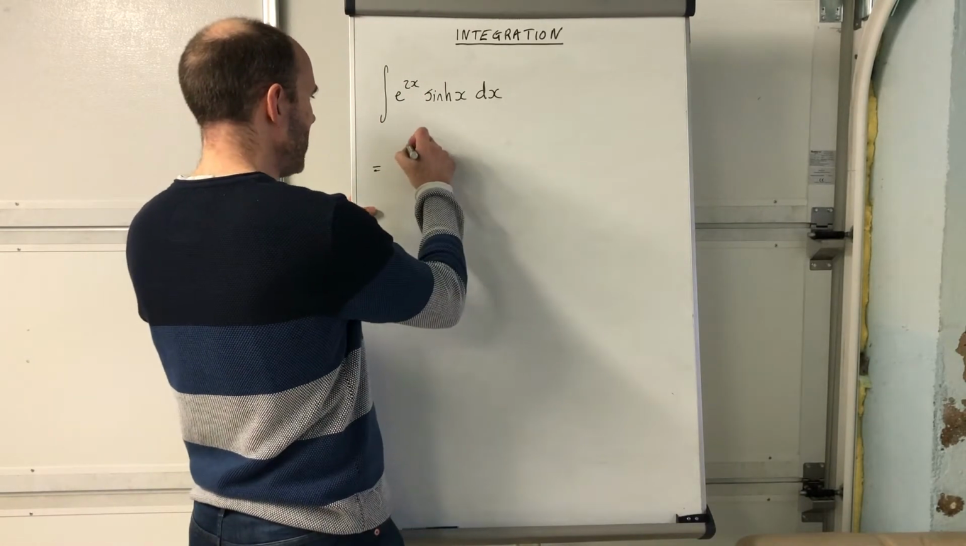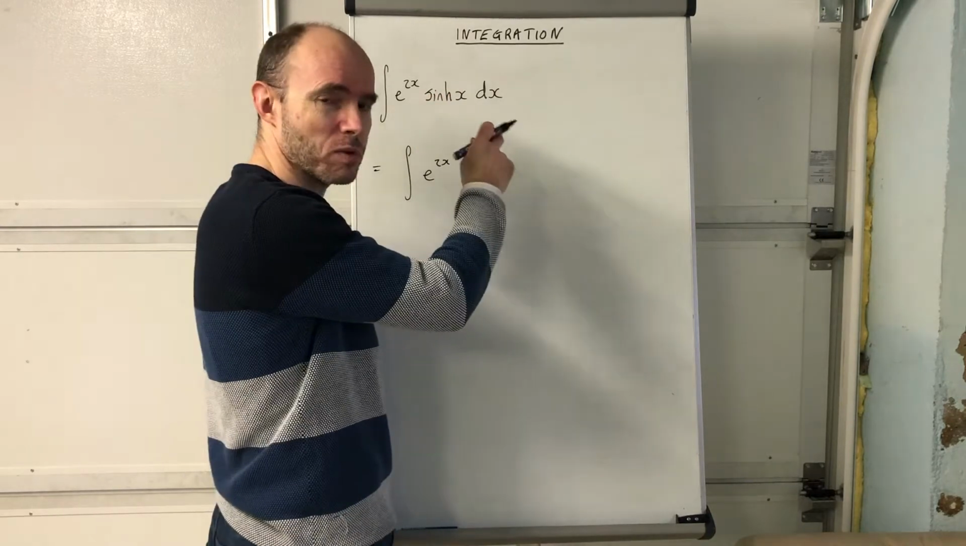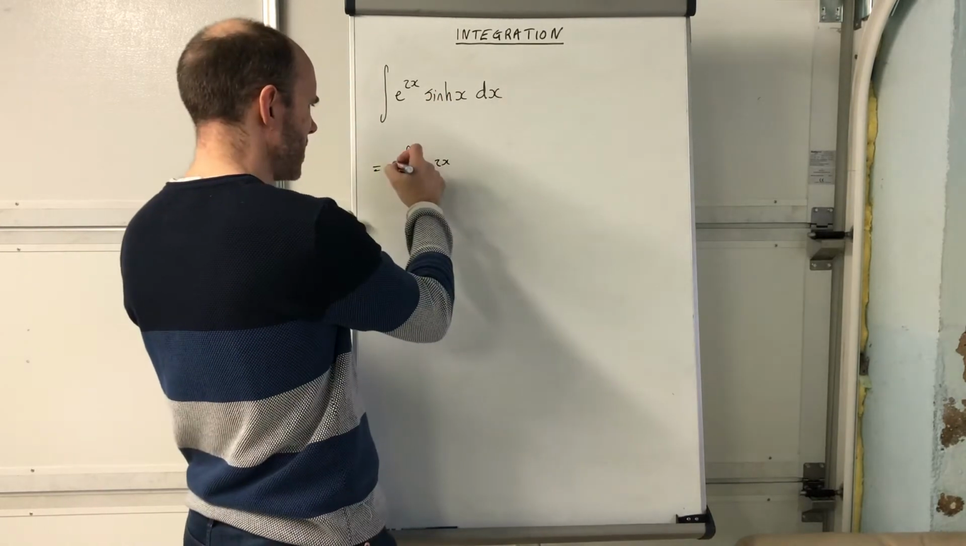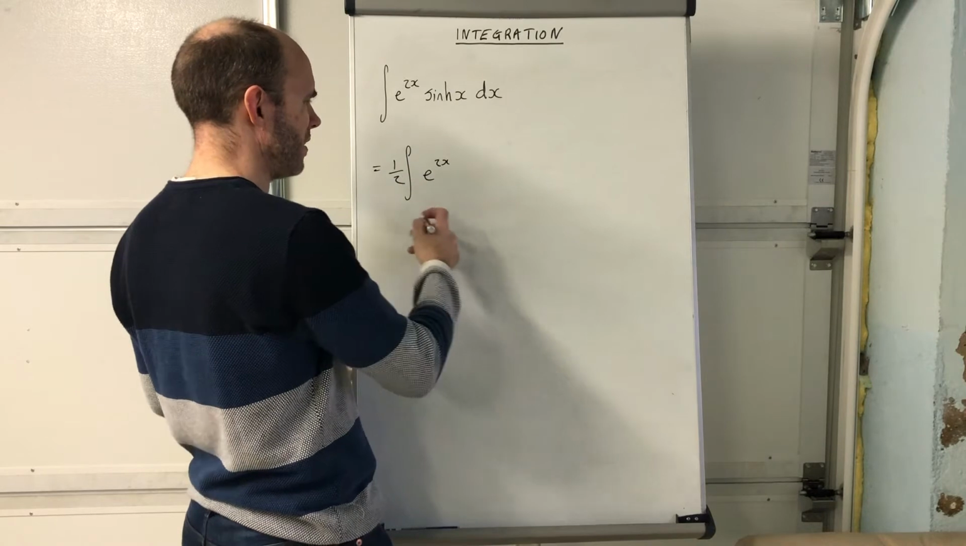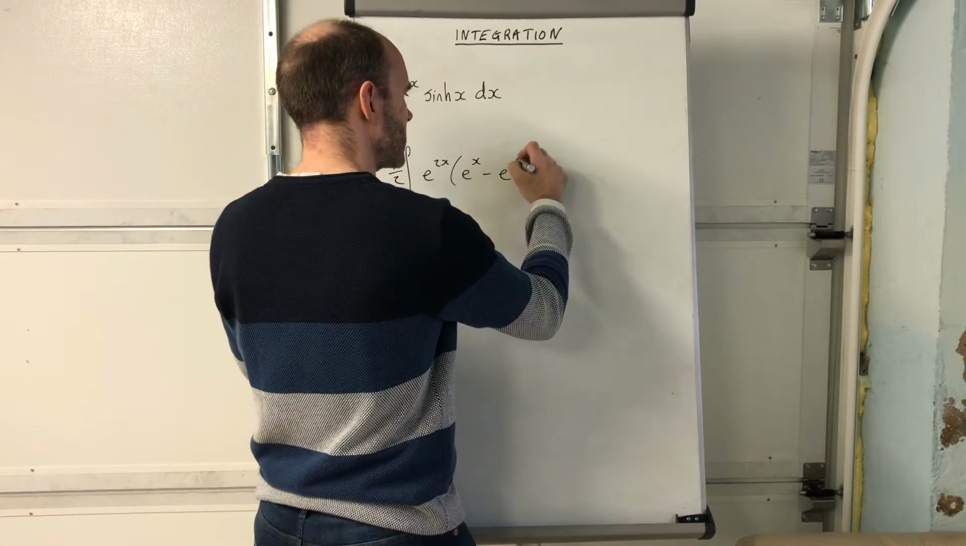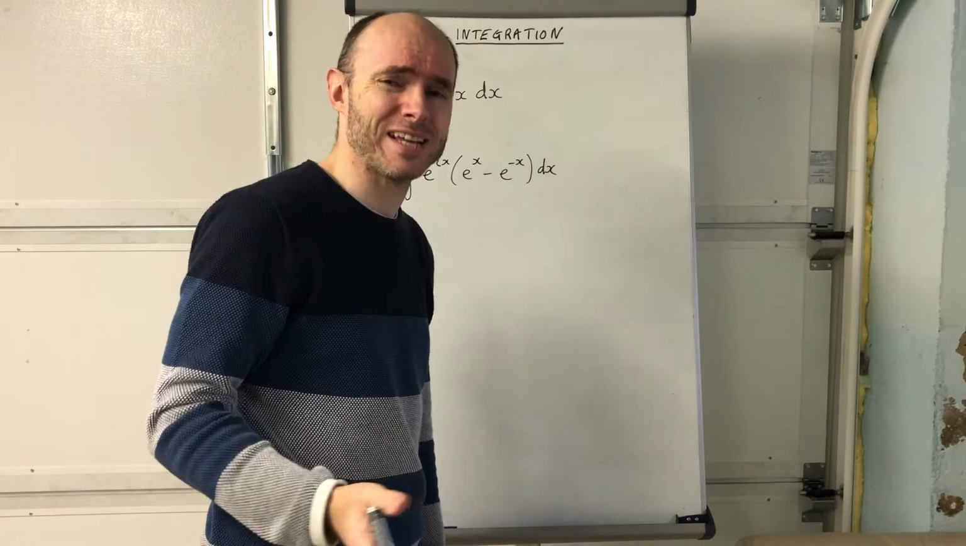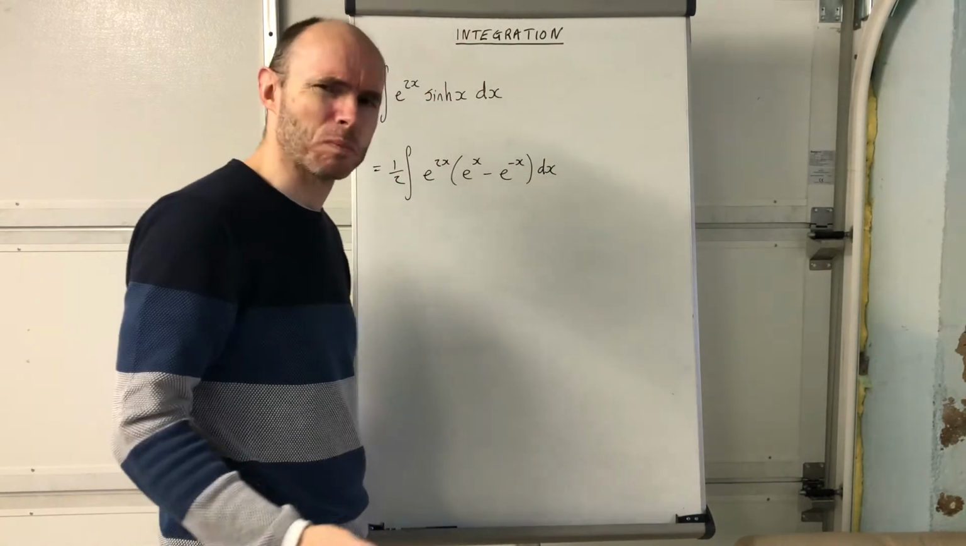Right, so you'll have e to the 2x. And then remember, when you write it in exponential form, it'll be a half. Let's put the half outside the integral bracket, shall we? So half there. And then you have (e to the x subtract e to the negative x), okay, dx. Now that's looking like a pretty straightforward integral, isn't it? Well, it should be. Okay.